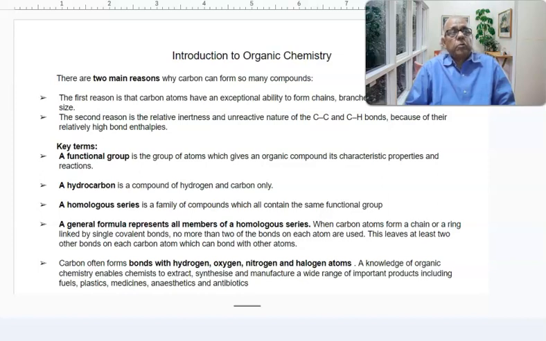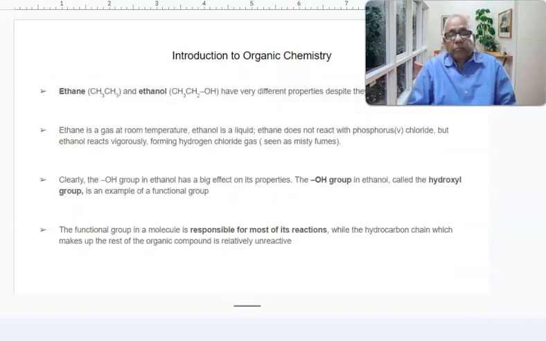Carbon often also forms bonds with nitrogen, oxygen, sulfur, and halogens. A knowledge of organic chemistry enables chemists to synthesize and manufacture a wide range of important products, including fuels, plastics, medicines, and antibiotics. Ethane and ethanol look very alike in their structures, but they do have different properties.